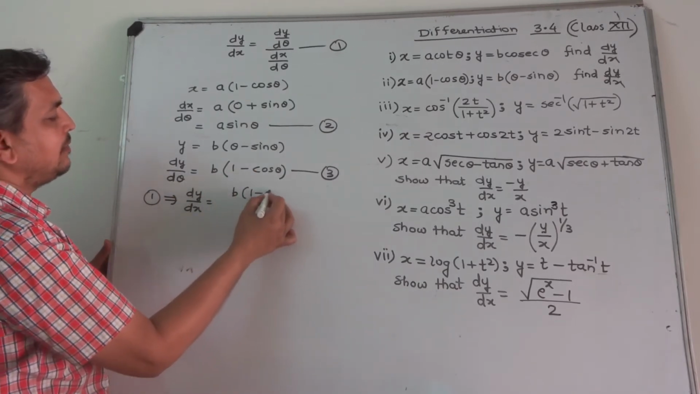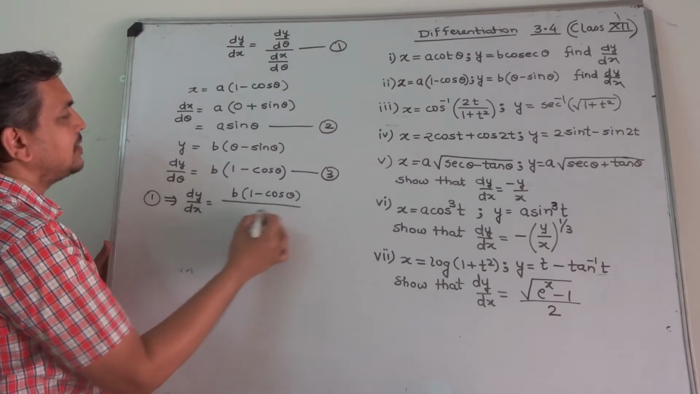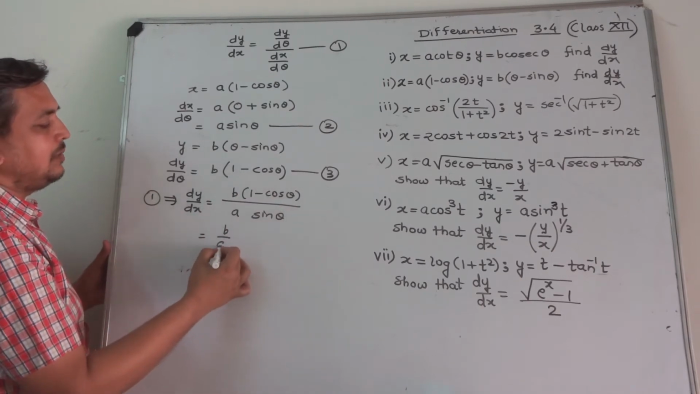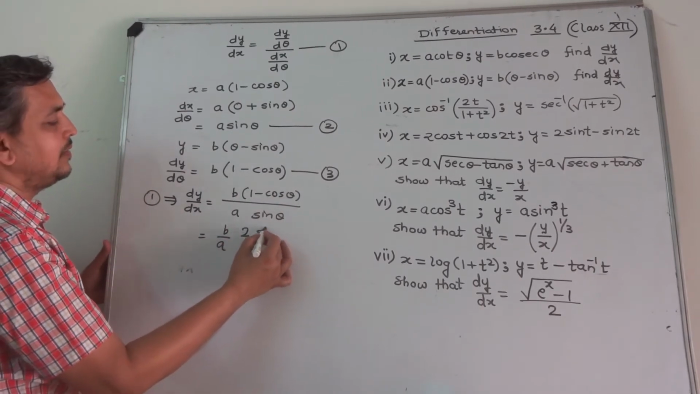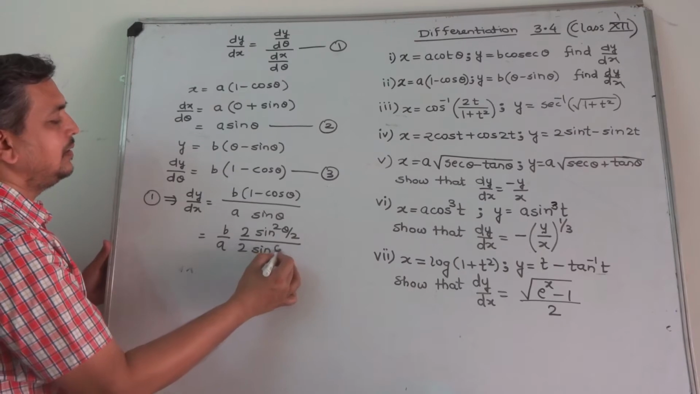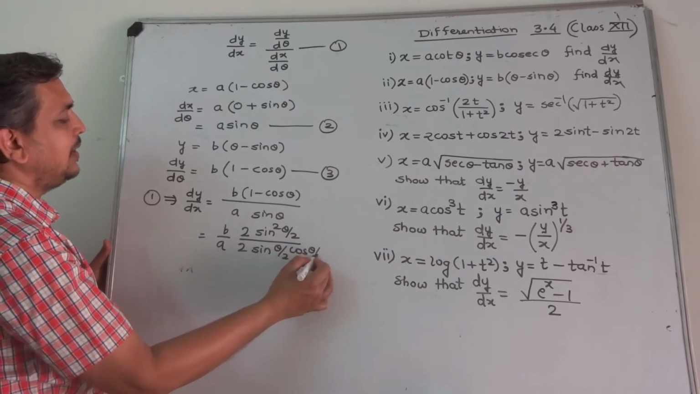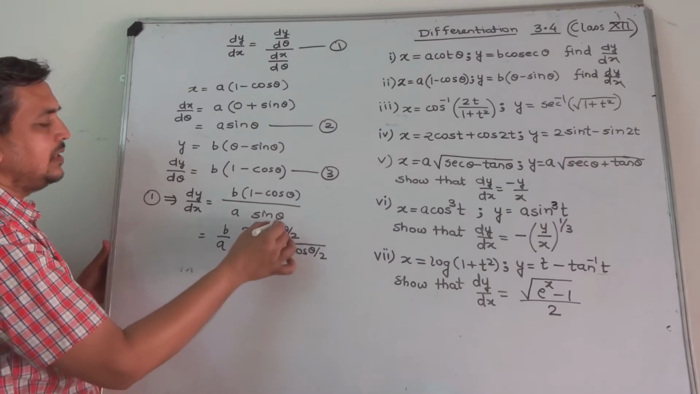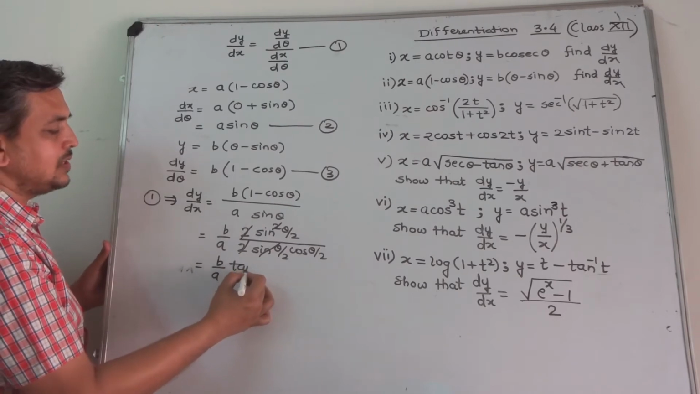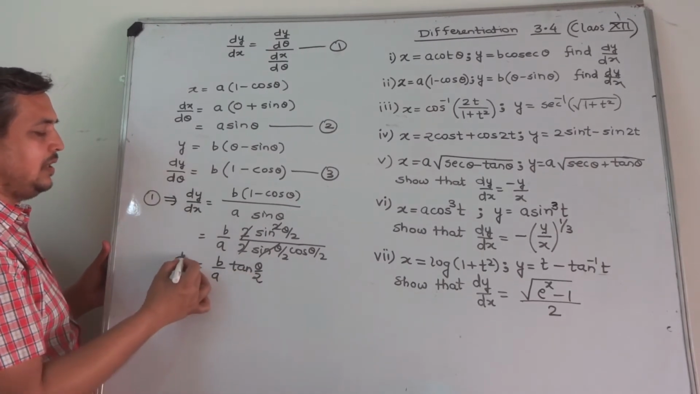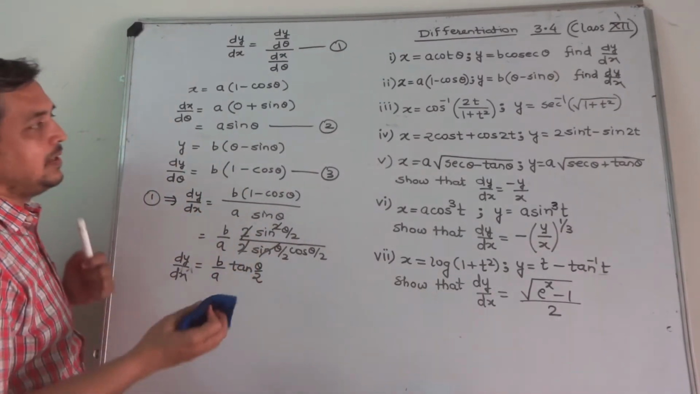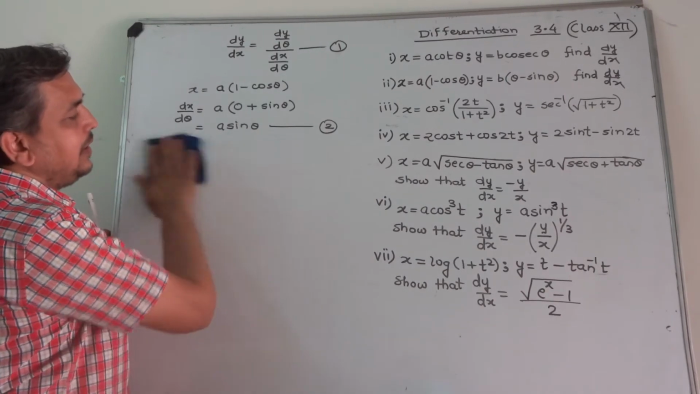And using 2 and 3 in 1, dy by dx equal to dy by d theta is b bracket 1 minus cos theta and dx by d theta is a sin theta. We can use trigonometric formulas. 1 minus cos theta is 2 times sin square theta by 2 upon 2 times sin theta by 2 cos theta by 2, and so 2 gets cancelled, 1 sin theta by 2 gets cancelled and we get b by a. Sin upon cos is tan theta by 2. This is dy by dx. This is problem 2.